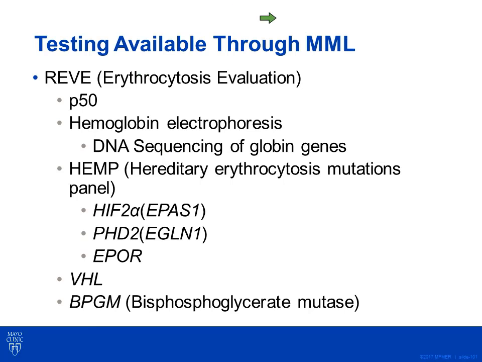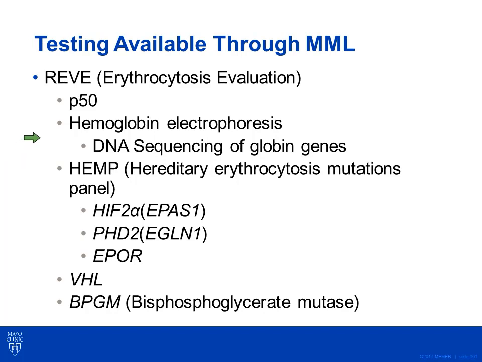You may be asking yourself, if I have a patient like this that has this erythrocytosis, can I order the testing? And the answer is yes. All of this that we've talked about today is available through Mayo Med Labs. The easiest way is to do what we call the REVE, the erythrocytosis evaluation. It potentially includes all the things on this list. If you want, you can order these individually. Almost all these components can be ordered individually. For example, this hemp, it's this cluster of things here that are ordered.